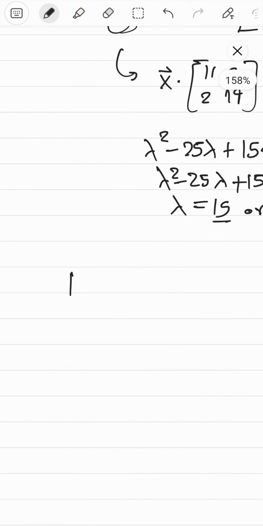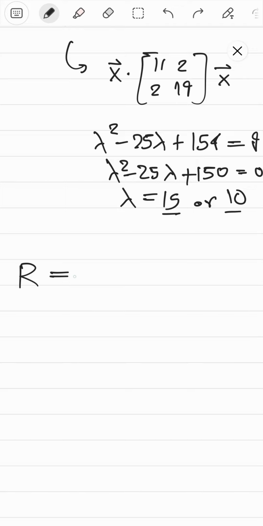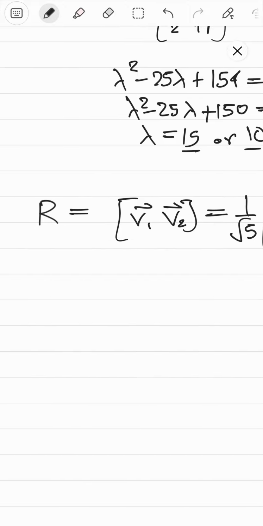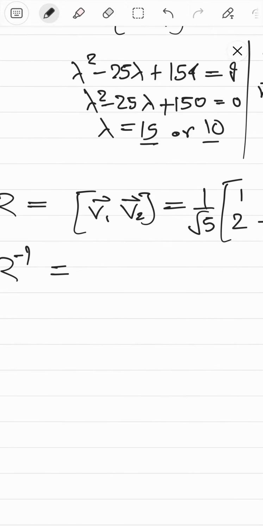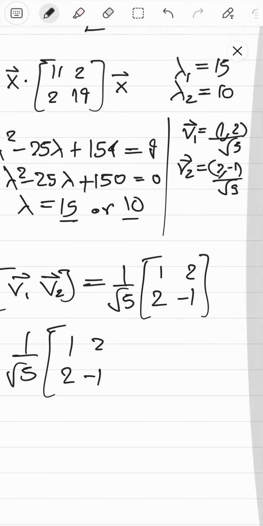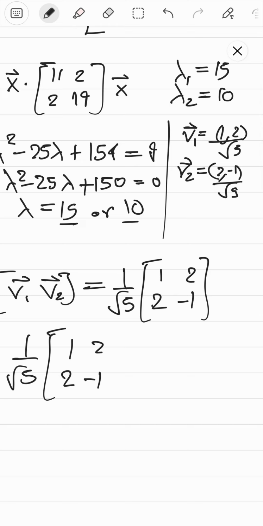Now we can construct our R. So R was just this thing, right? It was v1 vector, v2 vector as column vectors put out, right? So this will just be 1 upon square root of 5, and then v1 vector, 1, 2, and this would be 2, negative 1. Okay, and R inverse would be what? It would be this thing, 1 upon square root of 5, and then 1, 2, and 2, negative 1, I think. Wait, something's going wrong about this. I mean, these are not supposed to be symmetric.